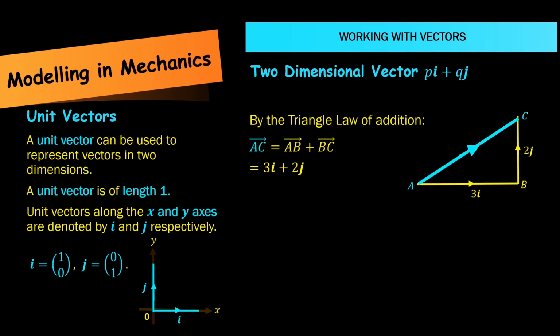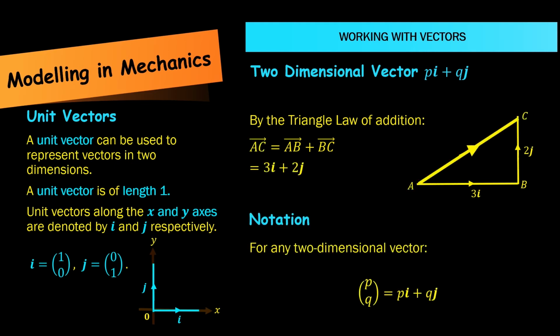So here's AC, here's AB, which is 3i, and here's BC, which is 2j. And of course, AC completely is equal to 3i plus 2j. In notation, for any 2-dimensional vector, we write PQ as shown as pi plus qj.